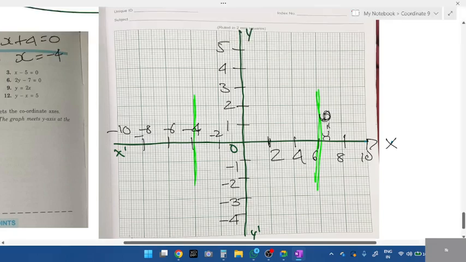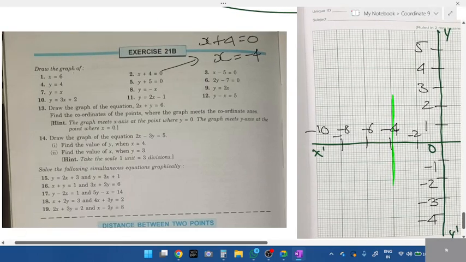Is it clear? All of you understood how to plot when single values are given? Next. Complete the answer, students. X is equals to 5. Plot y is equals to 4. Complete up to the 6th question. 7, 8, 9, 10, I'll teach you all.